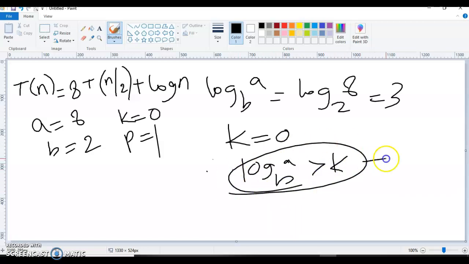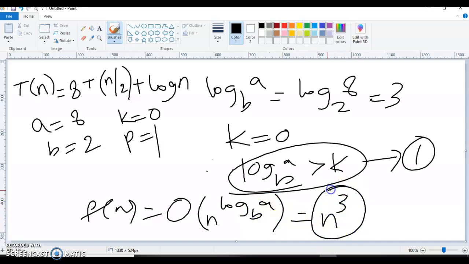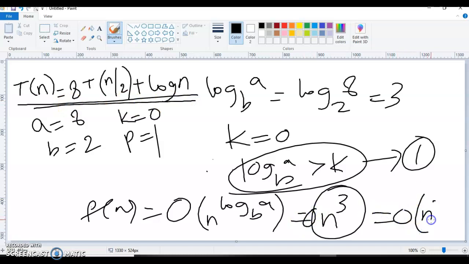So this is case 1, and we're gonna have the general solution as big O of n to the power log a base b, which is n cube. So the solution for the recurrence relation that I have taken is big O of n to the power 3.